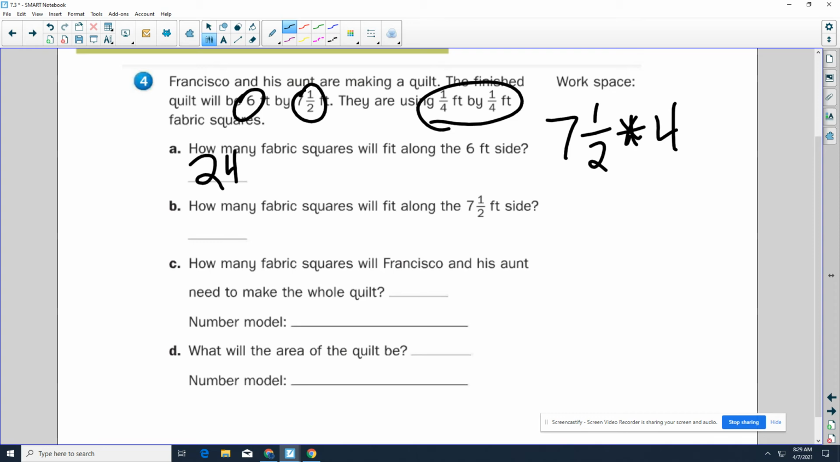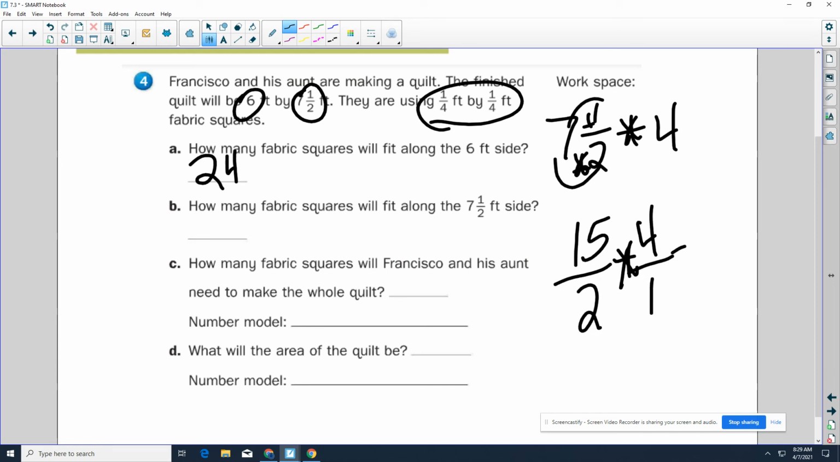So I'd want to convert this to an improper fraction. I get 15 halves, multiply by 4 over 1, and I get 60 halves. And if I divide that out, I'll get 30. So here I would need 30 fabric squares, because it takes 4 pieces to make 1 foot, and I need 7.5 of those. So how many fabric squares will Francisco and his aunt need to make the whole quilt?